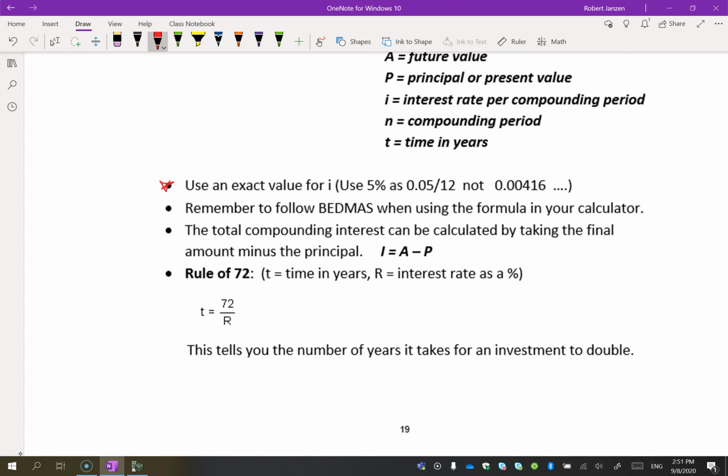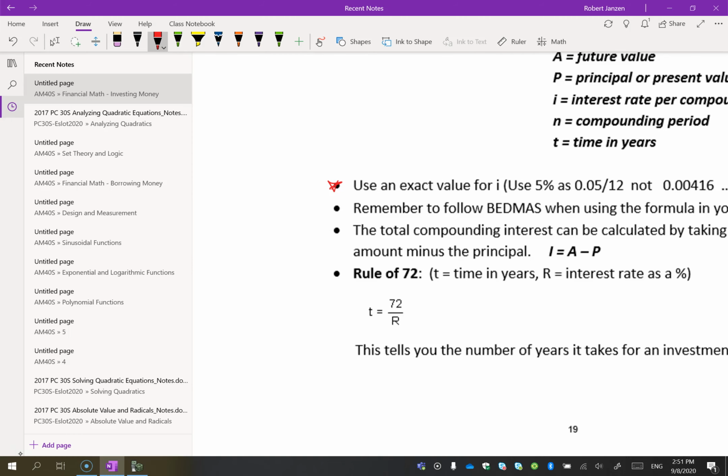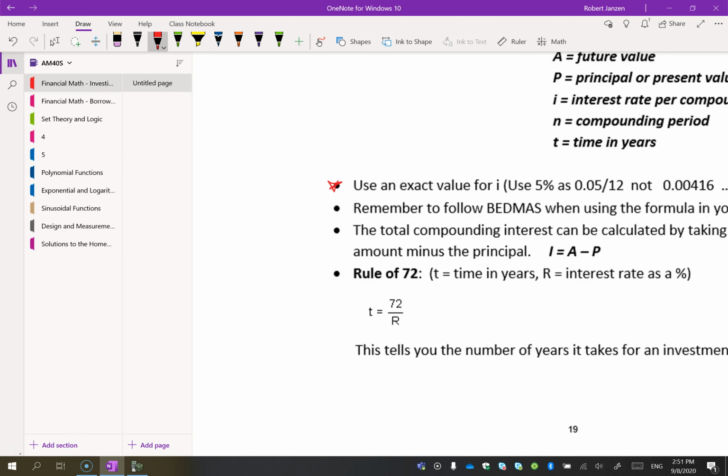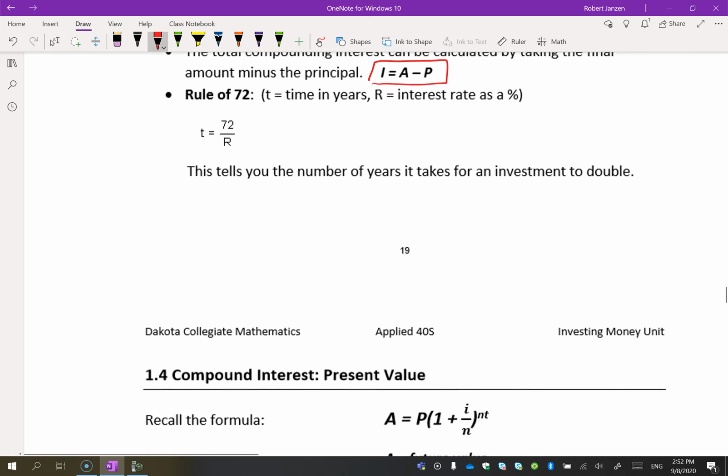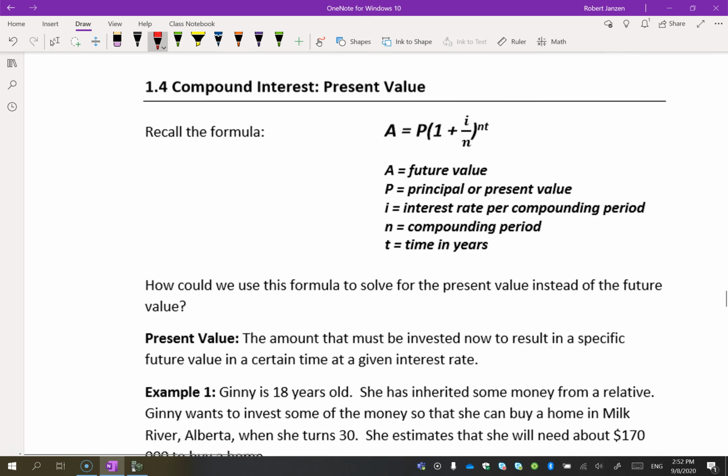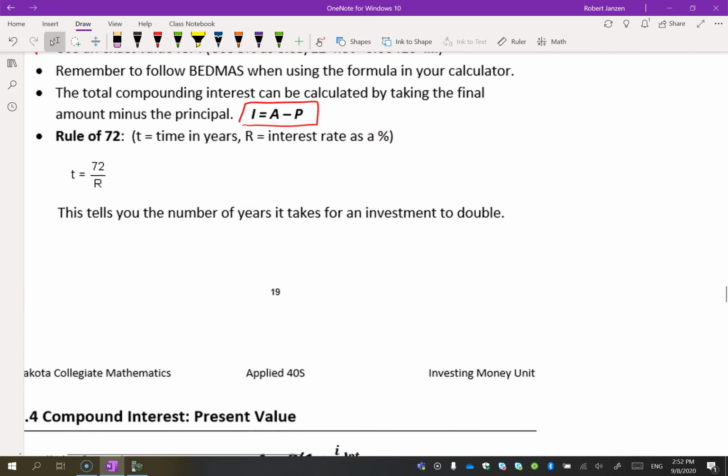Okay, the total compounding interest can be calculated by taking the final amount minus the principal. We'll use this formula, so you might want to highlight that. Rule of 72, again, you might want to highlight that. Okay, so we'll continue with this lesson tomorrow.